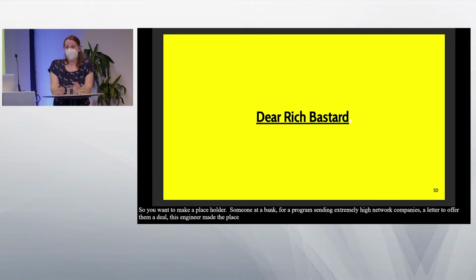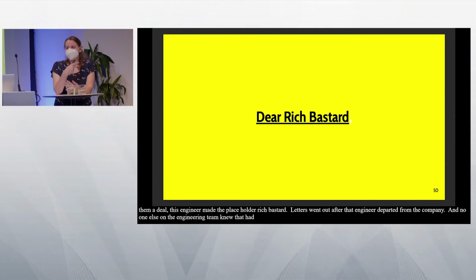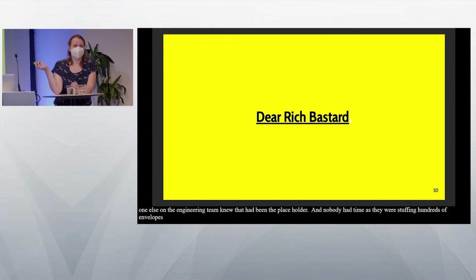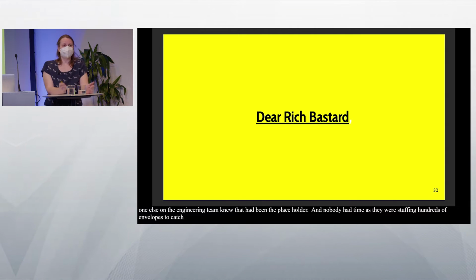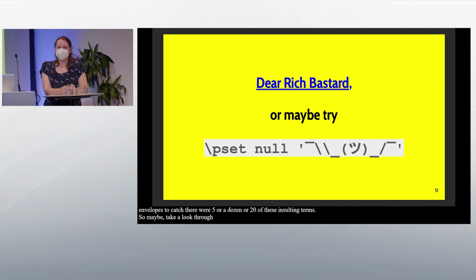And the letters went out after that engineer had departed from the company, and no one else on the engineering team knew that that had been the placeholder. And nobody had time, as they were stuffing these hundreds of envelopes, to catch that there were, I don't know, maybe 5 or a dozen or 20 of these insulting terms. So maybe take a look through your data in your PSQL and just have an eyeball for maybe you've got Shruggy Guy if you've changed your null to something recognizable.